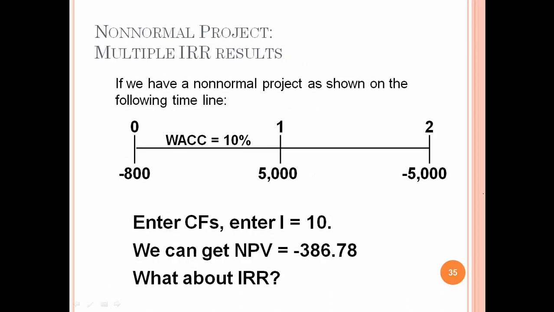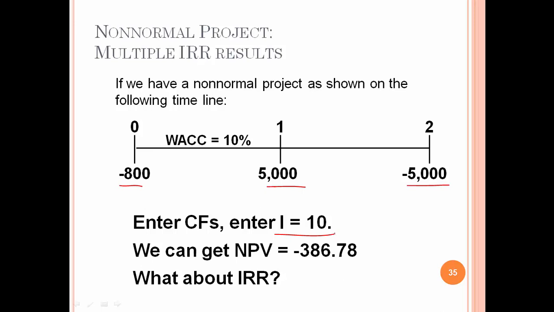If we have a non-normal project as shown on the following timeline, as you see, the sign changes from negative 800 to a positive 5,000, but then from 5,000 to a negative 5,000, so the sign changed twice. This is a typical project with non-normal cash flows. Now, if we enter these cash flows into the financial calculator, and we enter a discount rate of 10%, we can get the NPV of negative 386.78, which suggests this project is not acceptable.